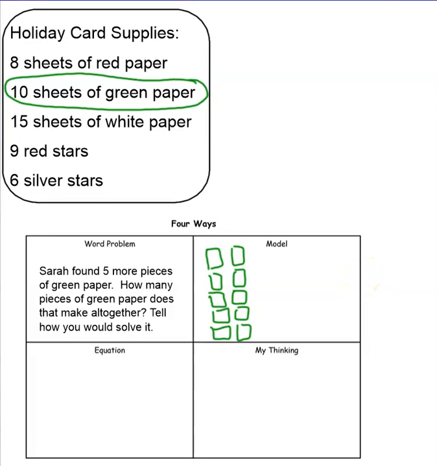Then, how many more did Sarah find? We know that she found 5 more pieces. So can we add in the 5 more pieces?